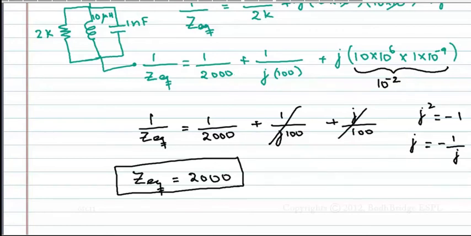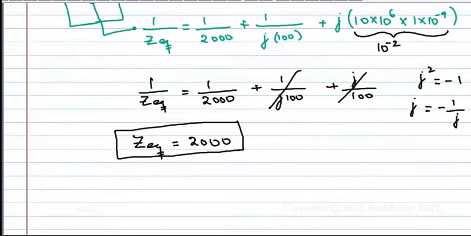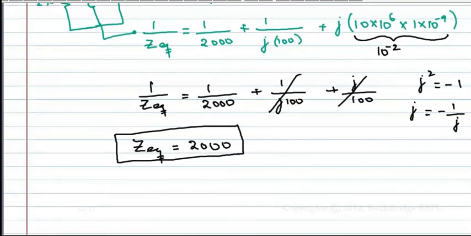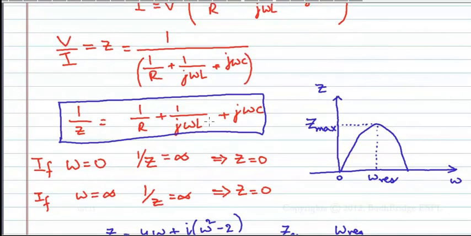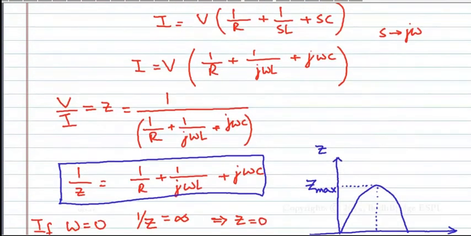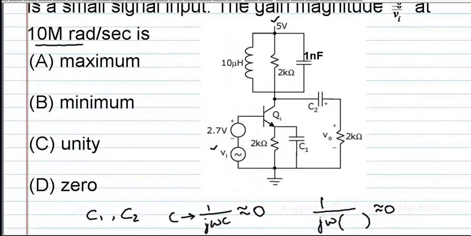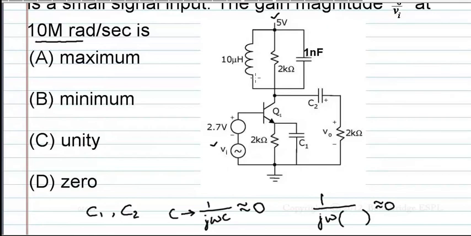Which means, if you keep omega general, you will get the A plus JB form. But at omega equal to 10 mega radian per second, we are getting just real. Which means this is at resonance frequency. For a parallel RLC circuit, here I derived, at resonance frequency, Z is maximum. This is the maximum Z we will have. So the circuit works at resonant frequency and this is the maximum we get at this point.